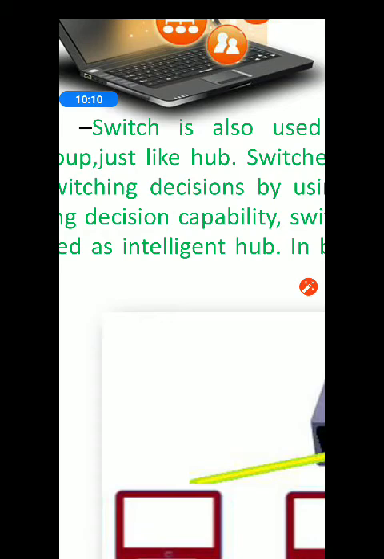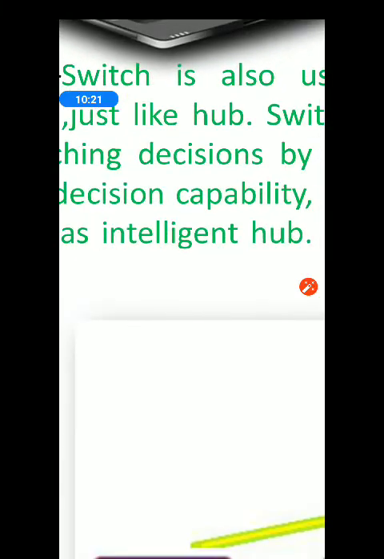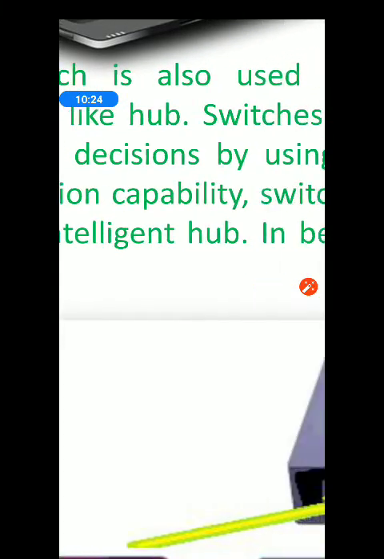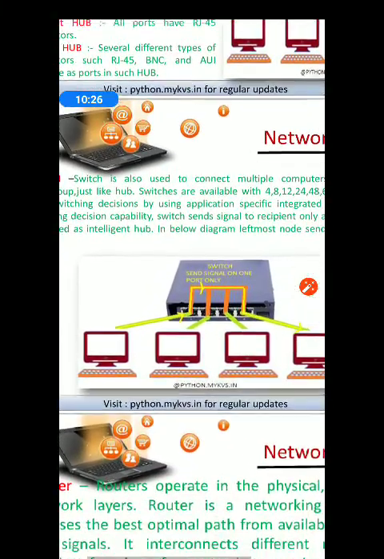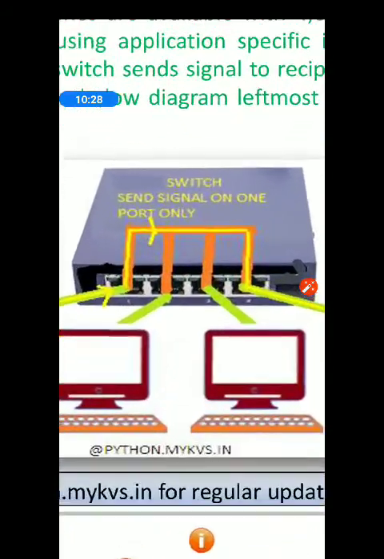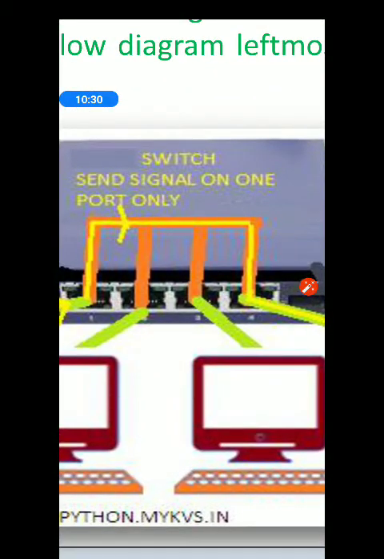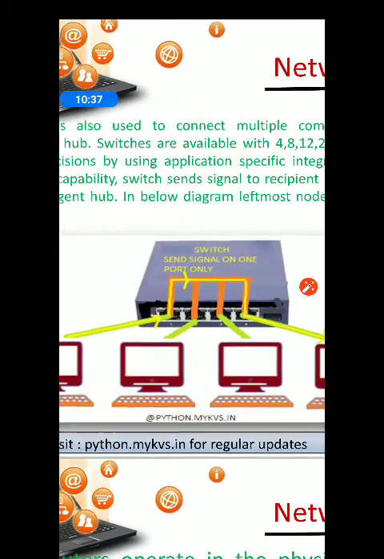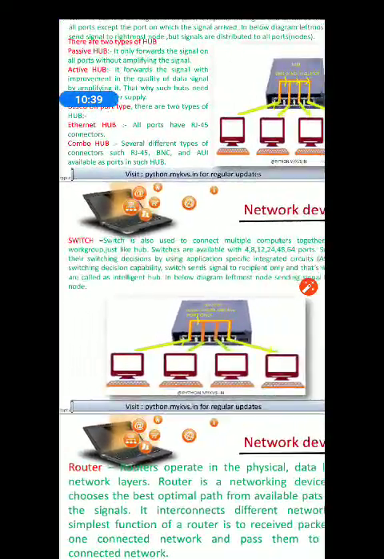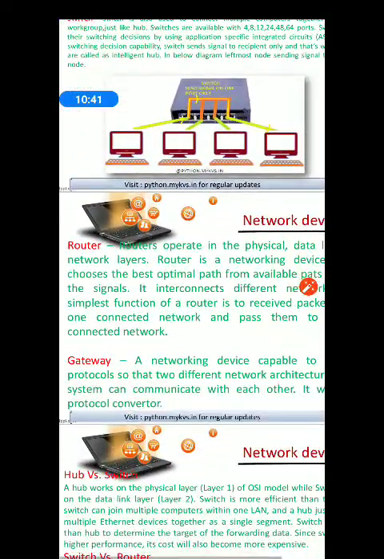It will not broadcast the signals, but it will decide which port has to forward the signals. So that's why switches are known as intelligent hubs. Please see the diagram. A switch sends signals on one port only, wherever required. Okay, not all the ports receive the signal. So this is switch.